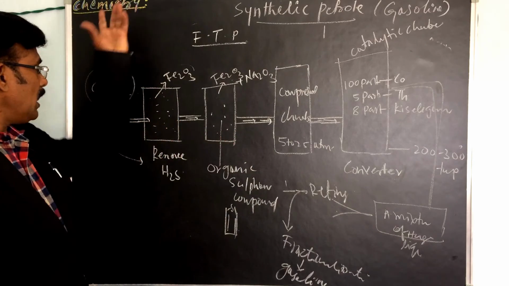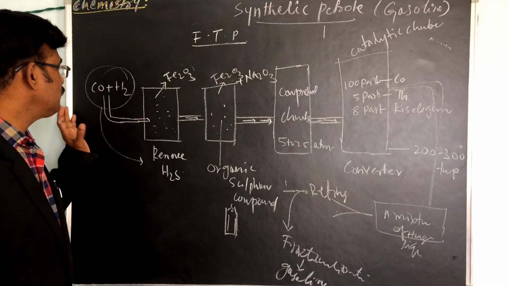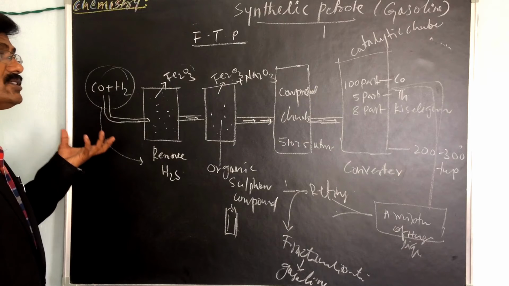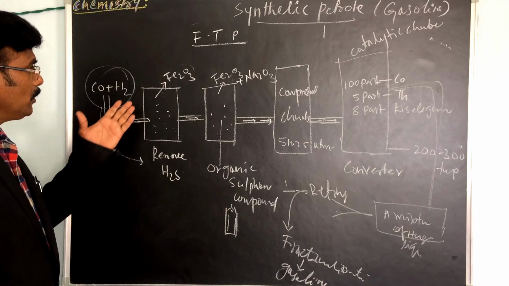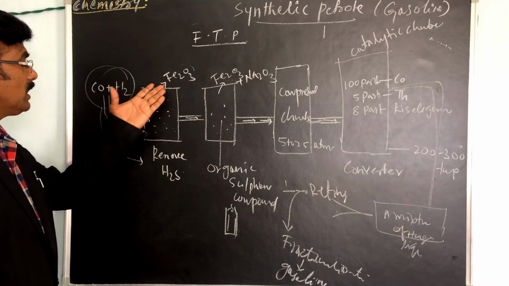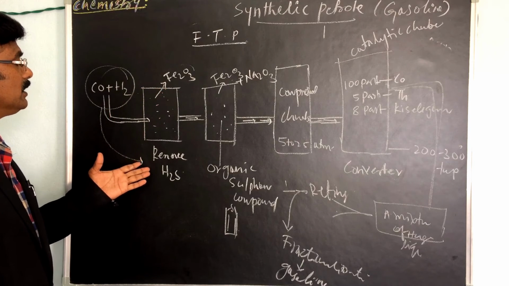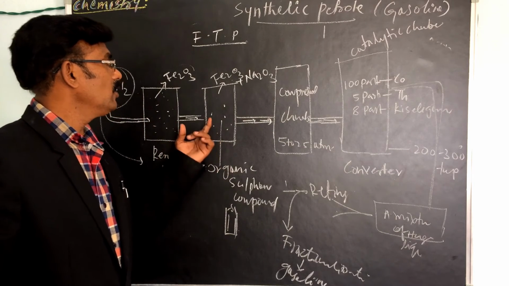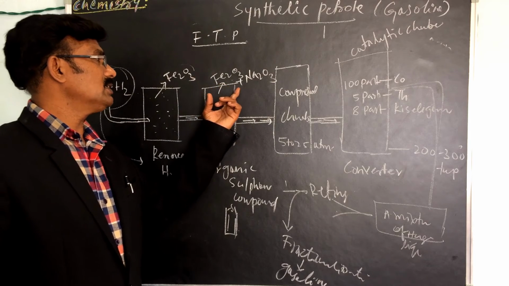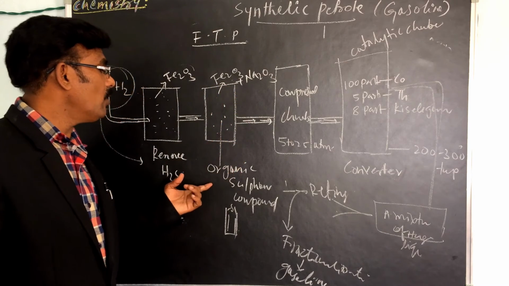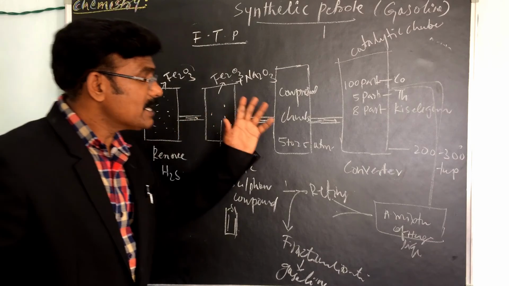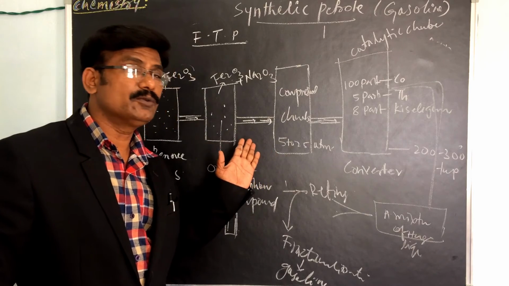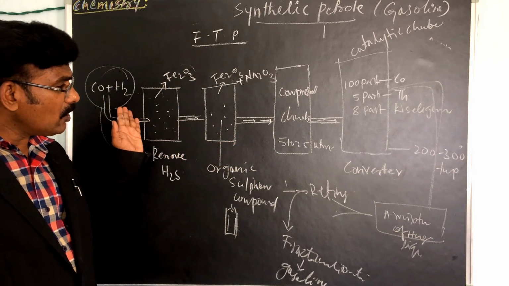So first of all, just listen once again, a mixture of carbon monoxide and hydrogen along with the other impurities we have to allow into the ferric oxide chamber, because here the hydrogen sulfide is removed by the Fe2O3. Then allowed into another chamber using iron oxide and sodium carbonate to remove organic sulfur. Then allow into the compressed chamber, where you have to maintain the pressure, that is how much? 5 to 25 atmospheric pressure.